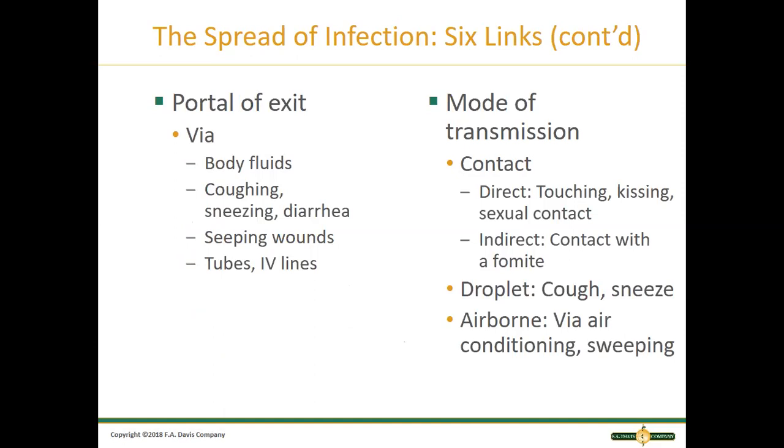What are some modes of transmission? And we will talk about these a little further in the presentation. There is contact transmission, which is direct, by touching someone, kissing them, any sexual contact. Indirect can be contact with a fomite. Droplet transmission is done when a person coughs or sneezes. It goes in the air. Or there's airborne. That's via an air conditioner or when you actually sweep a floor. That can also be a mode of transmission.